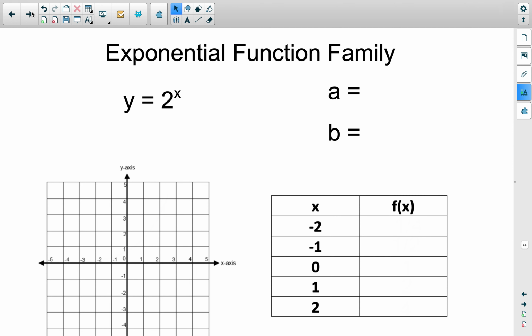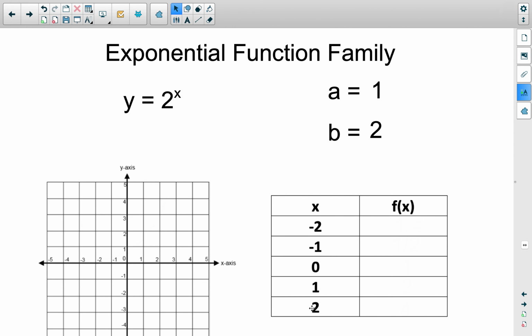So I'm going to start with just a basic exponential parent model, and I'm going to use a base of 2 just to keep things somewhat simple. So if we do y equals 2 to the x, your a is 1, because there's an imaginary 1 out front, so do be careful with that. And then your b is 2. That's your growth rate, so it's going to double over time, right? That's your base.